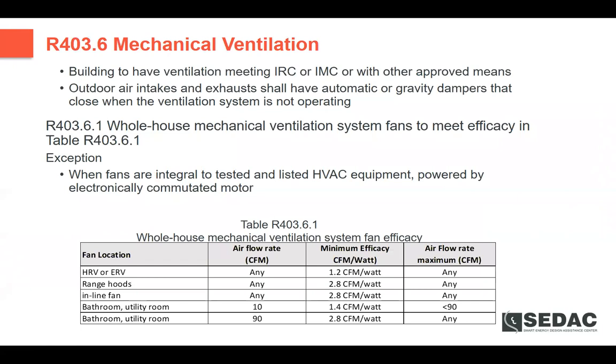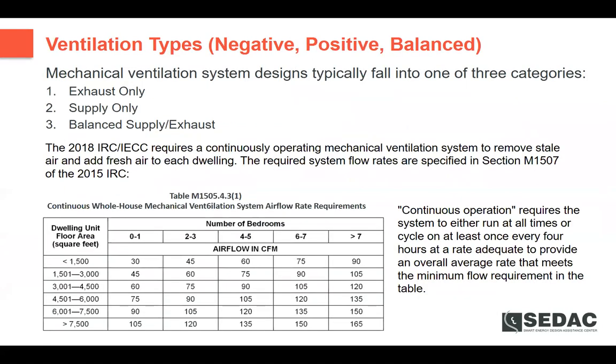So mechanical ventilation is required to be provided, and there are 3 different methods to do that. These are negative, positive, and balanced. So you can use exhaust only, which seems to be the more common type. You can use supply only, which is less common, but we do see that. And the third is balanced supply and exhaust.